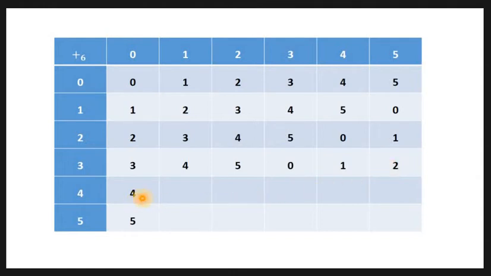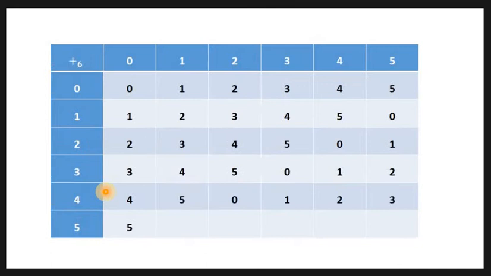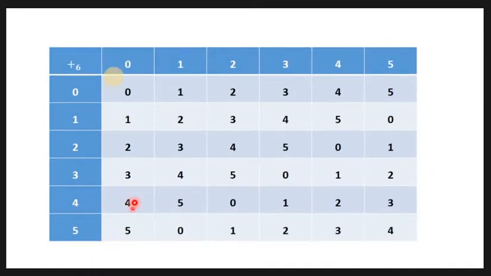Then the next row, the first element is 4. 4 plus 1 is 5. 4 plus 2 is 0. 4 plus 3 is 7. 7 minus 6 is 1. 4 plus 4 is 8. 8 minus 6 is 2. 4 plus 5 is 9. That is 3. And the last row is 5 plus 0 is 5 itself.